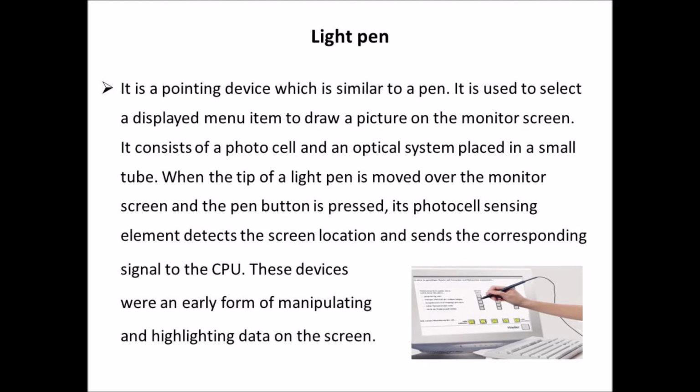Light pen. It is a pointing device which is similar to a pen. It is used to select a displayed menu item or to draw a picture on the monitor screen. It consists of a photocell and an optical system placed in a small tube. When the tip of a light pen is moved over the monitor screen and the pen button is pressed, its photocell sensing element detects the screen location and sends the corresponding signal to the CPU. These devices were an early form of manipulating and highlighting data on the screen.